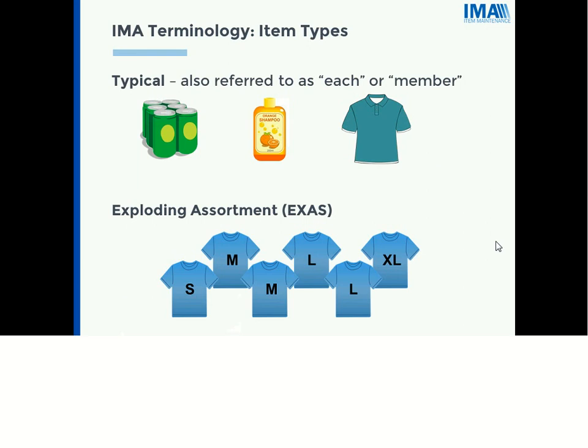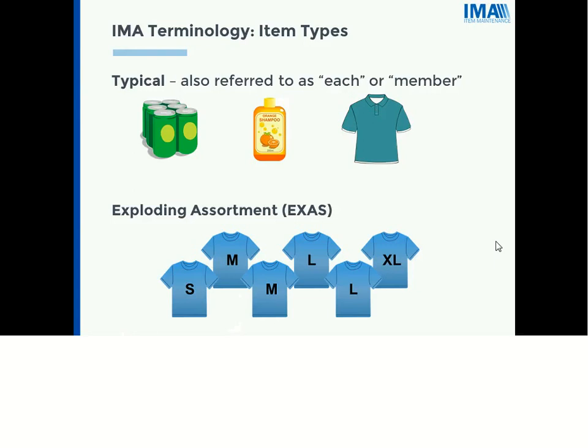Now there are several item types that you might build. The two most common item types that you most likely build are typicals and exploding assortments. Again, we have multiple terms for the same thing. A typical can also be referred to as an each. It can also be referred to as a member. Basically, it's what is actually being sold and rung up at the register. So in this example, we have a 6-pack of soda because it's actually sold as a 6-pack. We have a bottle of shampoo or a single shirt.